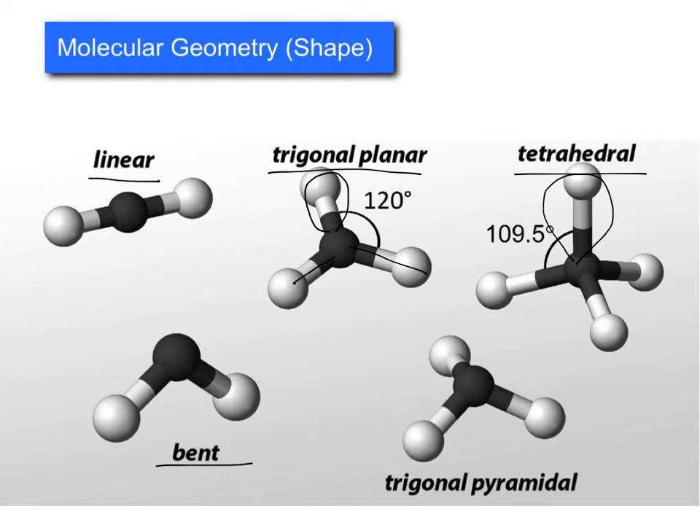So it looks very much like the trigonal planar, but trigonal pyramidal is not flat. When you sit the model on the table, it wouldn't sit flat. It would stick up like a tripod.